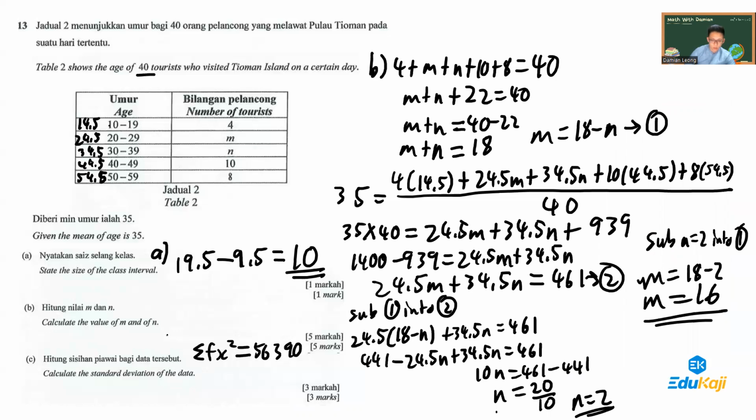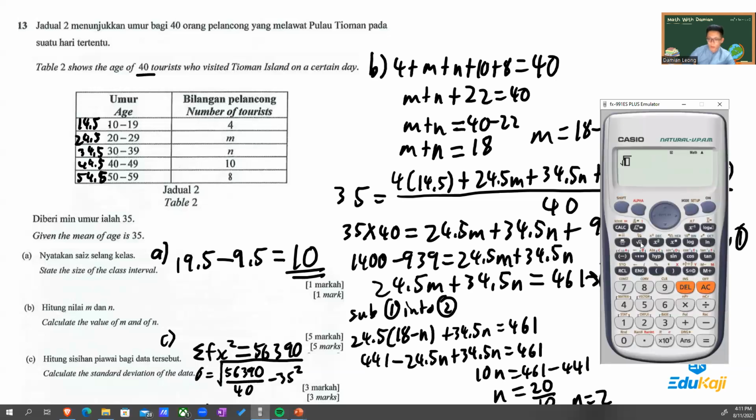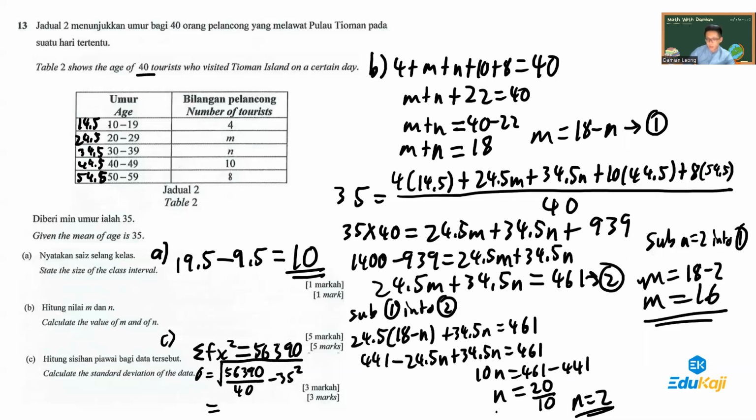So the standard deviation is the square root of 56390, just use the formula, over total frequency 40 minus mean squared, 35 squared. So straight away I can count the square root of 56390 over 40 minus 35 squared. 13.592, so 13.59. That's the standard deviation. Okay, that's for question 13.